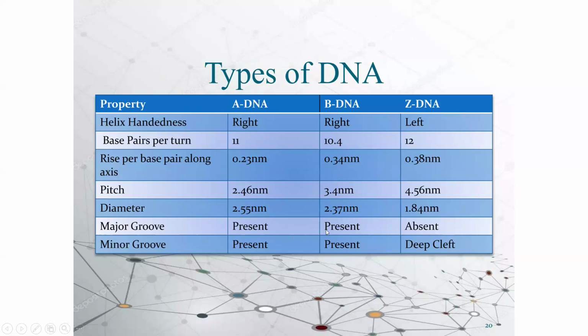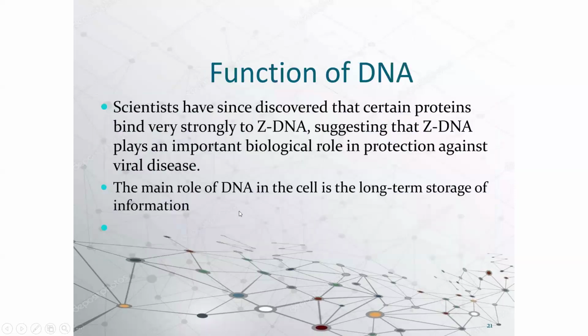Major groove is present in A-DNA and B-DNA, whereas in Z-DNA the major groove is absent. Minor groove is present in A-DNA and B-DNA, and it is a deep cleft in Z-DNA. So now the functions of DNA. Generally, the main function is as hereditary material. Scientists have since discovered that certain proteins bind very strongly to Z-DNA, suggesting that Z-DNA plays an important biological role in protection against viral diseases.